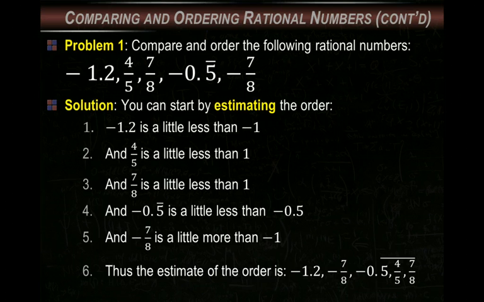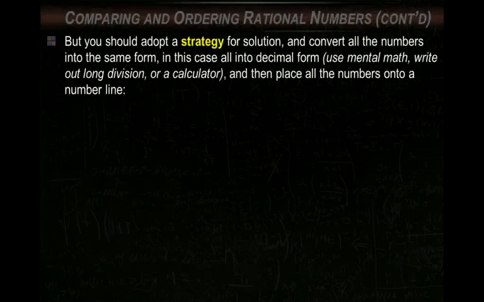And 7 over 8 is also a little less than 1. And -5 repeating is a little bit less than just -0.5. And -7 over 8 is a little bit more than -1. So I could estimate the order by just being quick about it. And sometimes that's a good strategy when doing math. It's like, well, I'm just going to try to guess and see if that works. But if it's a test, I want to be sure.